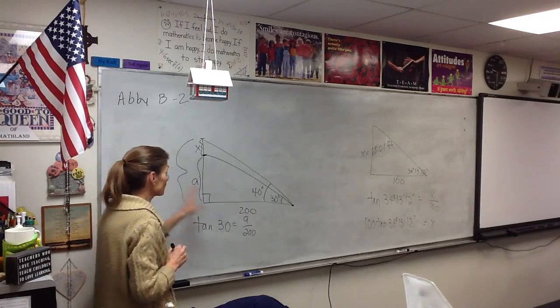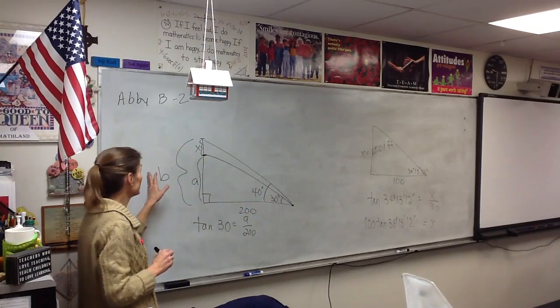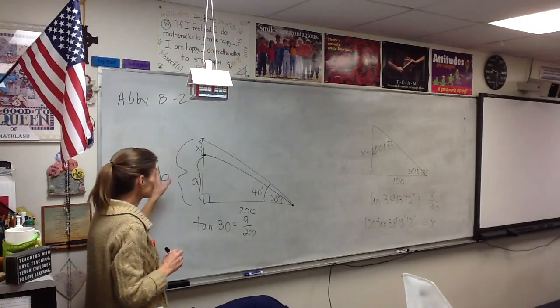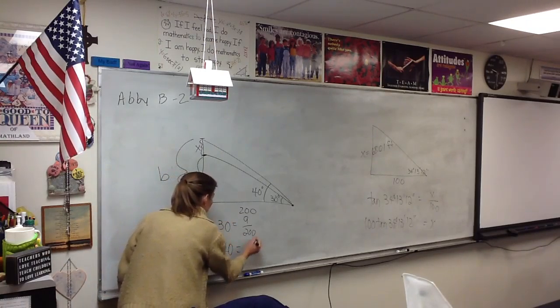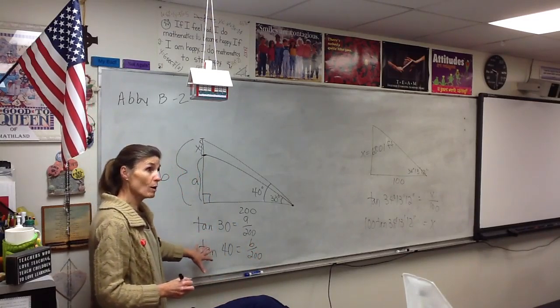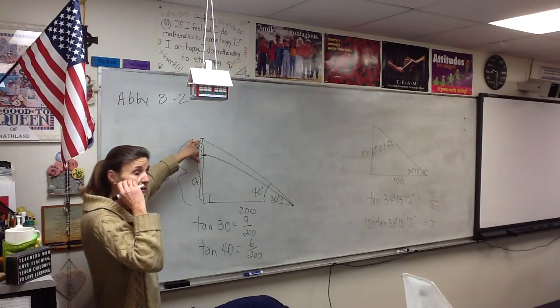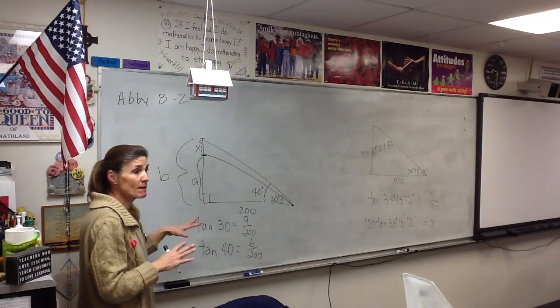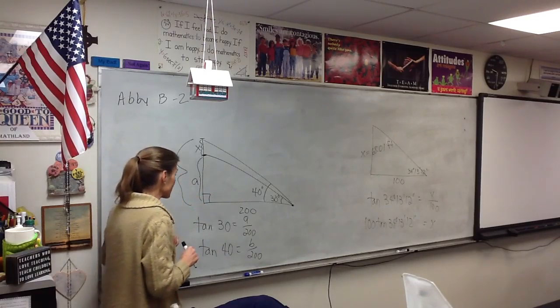What would be my equation for that? Tangent 40 equals B over 200. Now what am I going to do? I'm going to solve both of those equations, and then what am I going to do to get this little guy right here? Subtract them. So it's very much like the two problems we've already done. It's just two of them. There's two of them in the same problem.